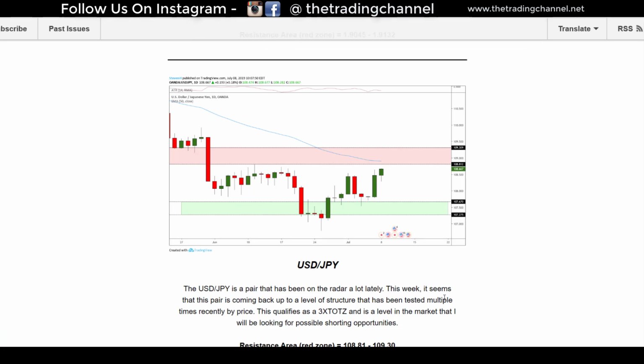Here on the dollar yen, you can see that I said the dollar yen is a pair that has been on the radar a lot lately. This week, it seems that this pair is coming back up to a level of structure that has been tested multiple times recently by price. This qualifies as a 3XT OTZ and is a level in the market that I'll be looking at for shorting opportunities. And what I'm talking about in this email is this red zone right here between 108.81 and 109.30.